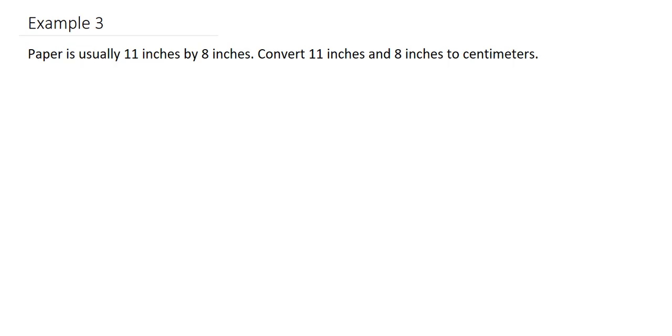Example 3. Paper is usually 11 inches by 8 inches. Convert 11 inches and 8 inches to centimeters. So we have 2 conversions we have to do in this problem, 11 and 8. So we need to know the relationship between inches and centimeters. Well, we went over this in the very beginning of this video. So 1 inch is equal to 2.54 centimeters.